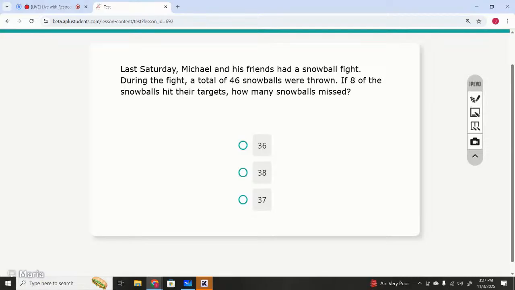Last Saturday, Michael and his friend had a snowball fight. During the fight, a total of 46 snowballs were thrown. If 8 of the snowballs hit their targets, how many snowballs missed?